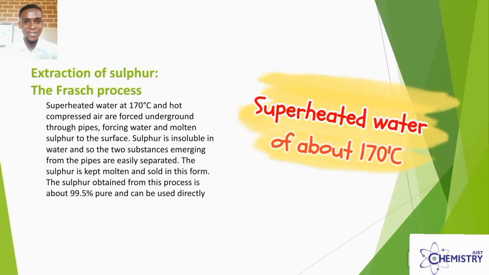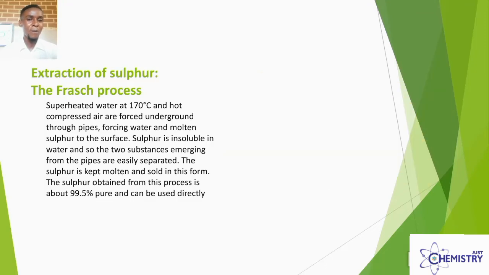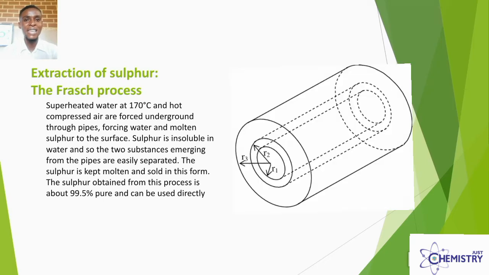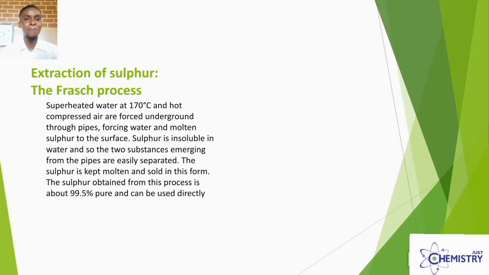So how is this done? In the video that's coming up next, we're going to look at this in detail, but briefly let me tell you how this happens. Sulfur exists in underground deposits, so concentric pipes are inserted into this deposit. In the outermost pipe, superheated water is forced into the underground deposit. This melts the sulfur deposit. Then from the middle concentric pipe, air is forced at about 5 atm. This air forces the melted sulfur through the middle pipe. In the next video, you're going to see more explanation on this.